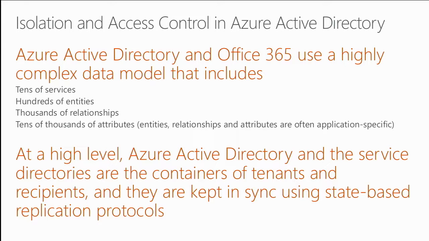Now, it is a highly complex set of servers and storage and network components that make up Azure Active Directory and Office 365. There are dozens of services involved, not just Office 365, but other services. There are hundreds of entities with thousands of relationships and tens of thousands of attributes, many of which are application specific for the Office 365 workloads we have in there. And again, at a high level, Azure Active Directory are really just the directories of containers that are kept in sync with the other directory servers that are maintained by the other workloads.